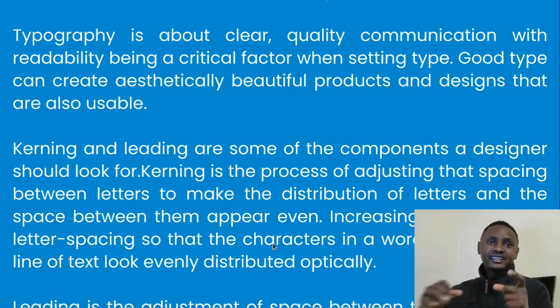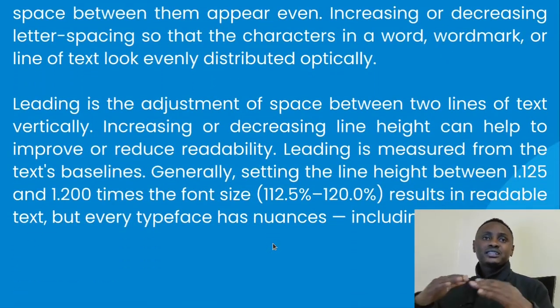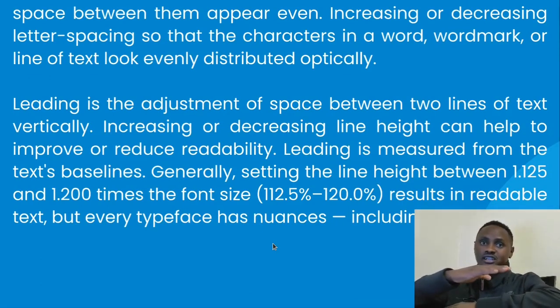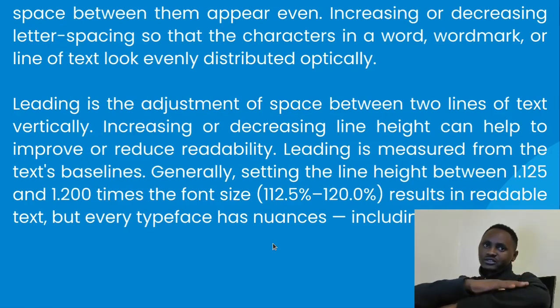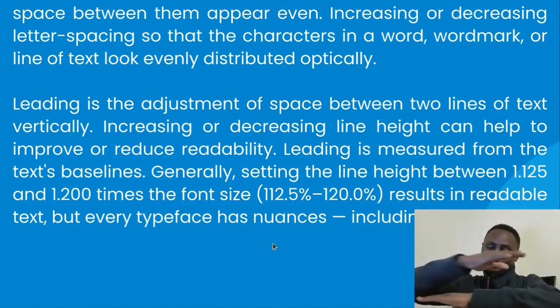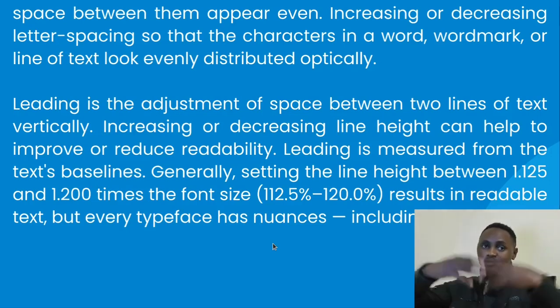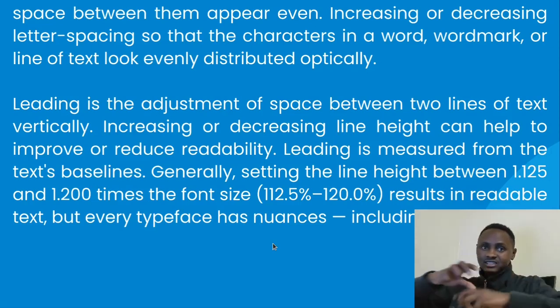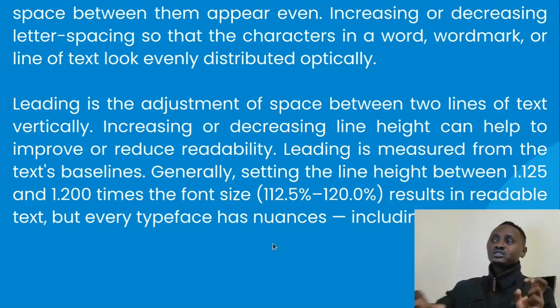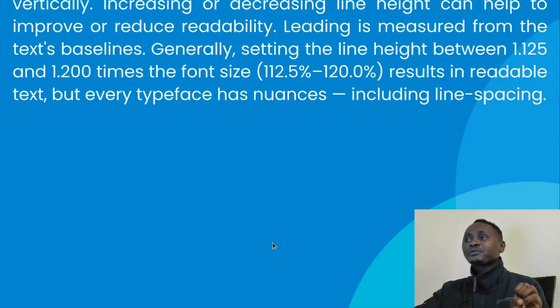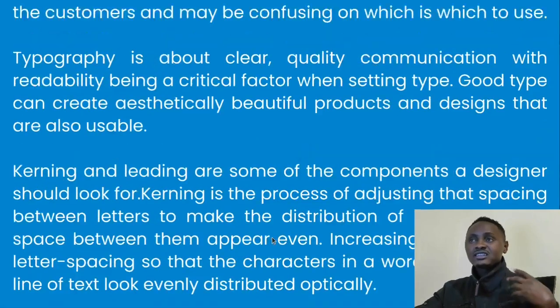Leading. Leading is the adjustment of space between two lines. Say the two lines are vertical to each other. So the space between line A and line B, you can either increase that space or reduce the space. You may reduce the space for reasons that you know, or increase the space for other reasons. Maybe the letters or the words cannot be very clear or cannot be very well seen. So that is what we call leading, and those are things that you have to understand under typography.